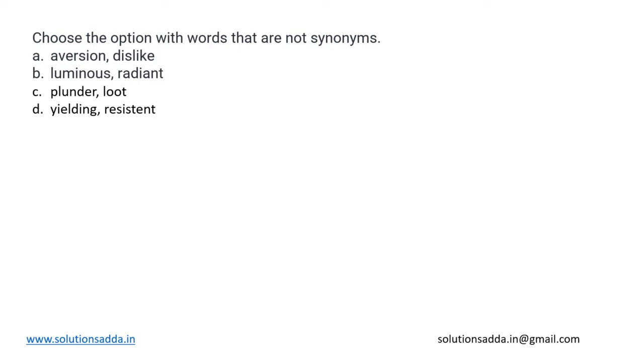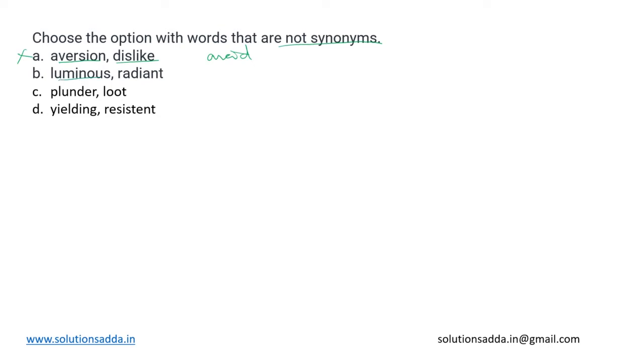Question. We have been given 4 pairs of words and we need to determine which of them are not synonyms. Let us look at the options. Aversion and dislike. Both the words are similar in meaning and they state that something which you don't like, or you avert from doing something, means you avoid something or refrain from doing something. So both are synonyms of each other, so this option will be discarded.